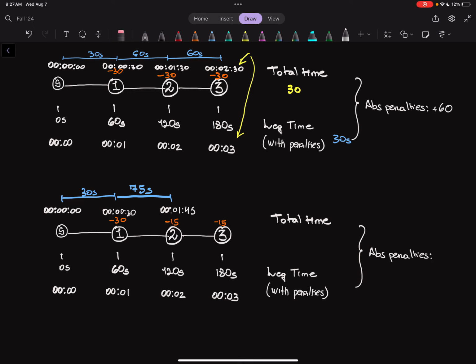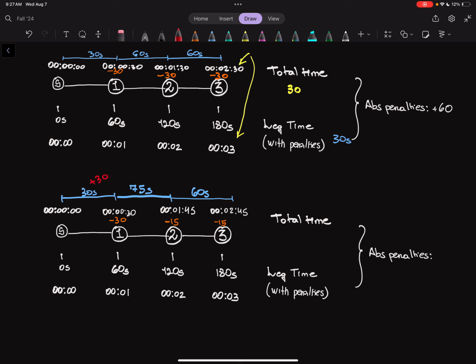So you wanted to get there at 03, but now it's going to be 02:45 because you're 15 seconds early. So how much time elapsed there? Exactly 60 seconds.